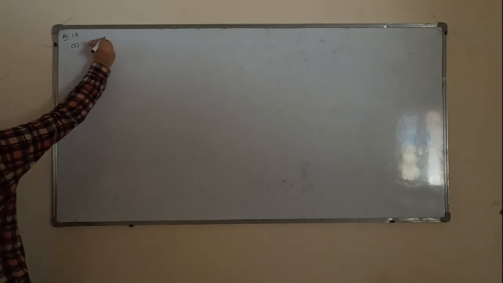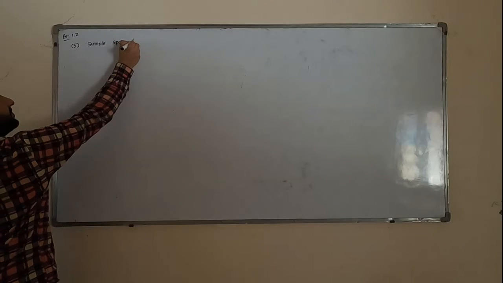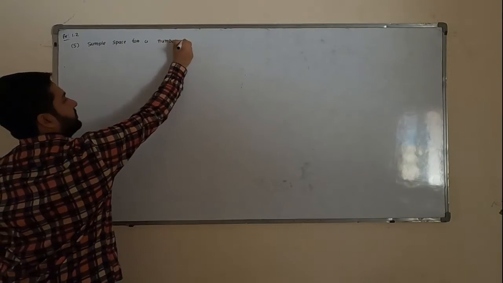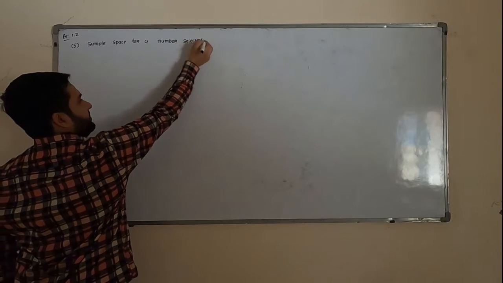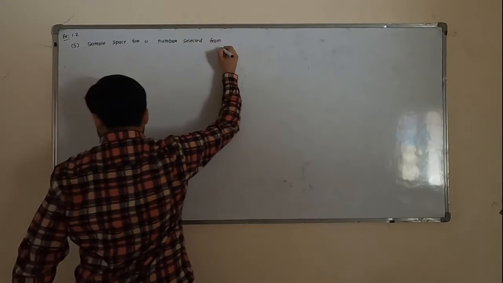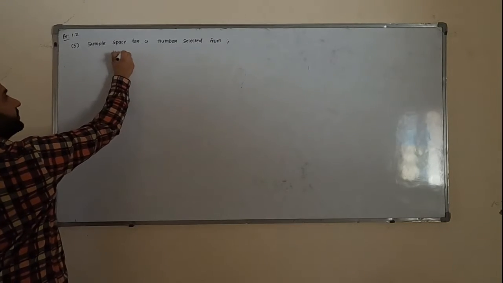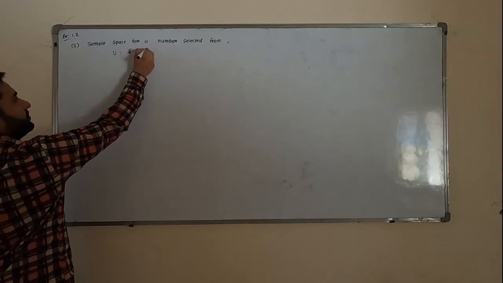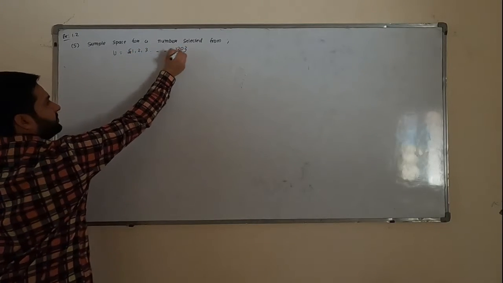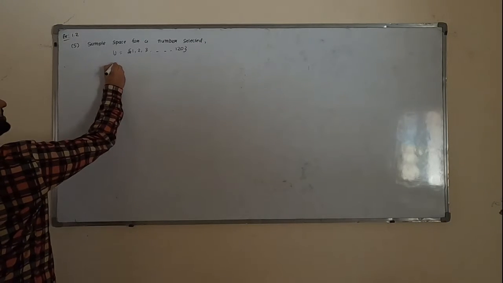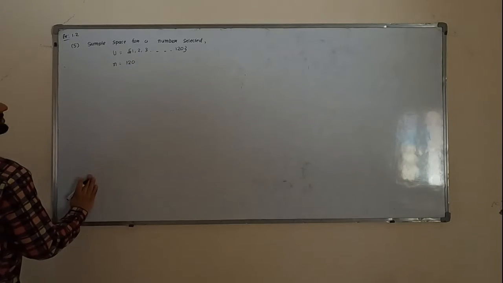Number 5. Sample space for a number selected from 1, 2, 3, dot, dot, dot, 120. You write only this much. Sample space for a number selected, U is equal to 1, 2, 3, dot, dot, dot, 120. So n will be equal to 120.